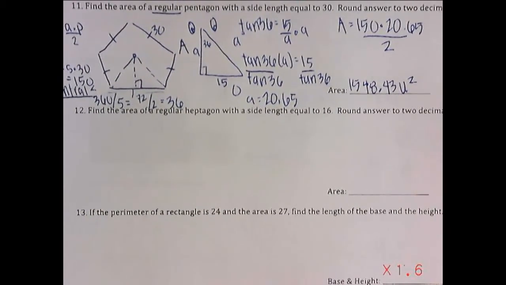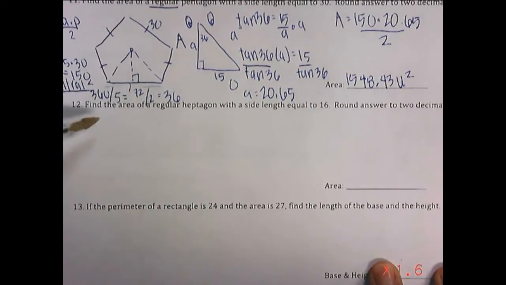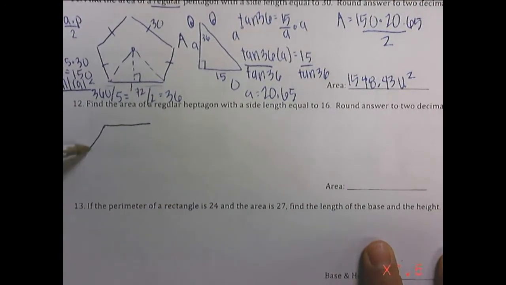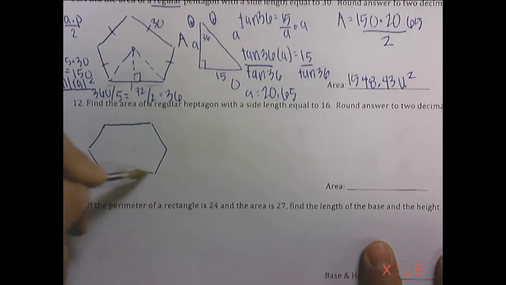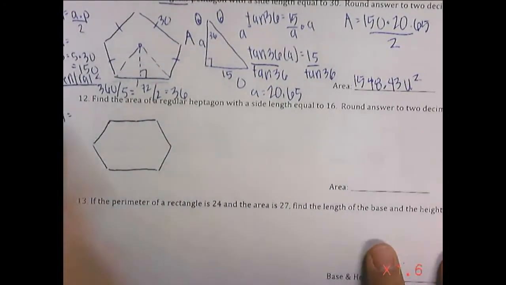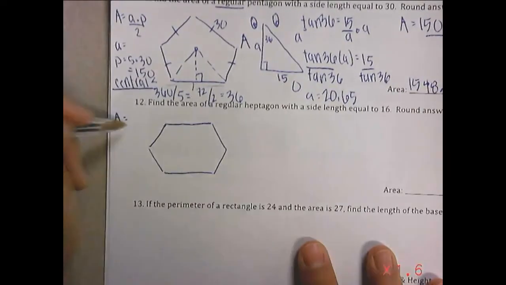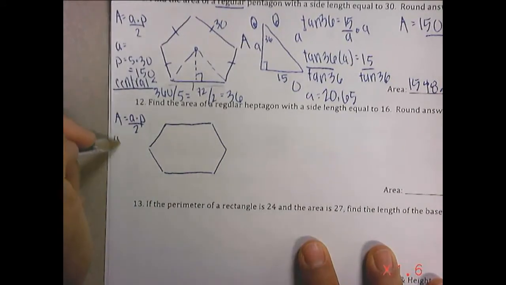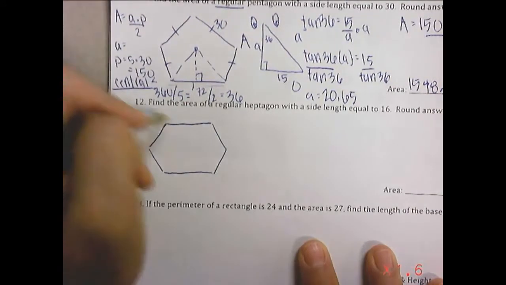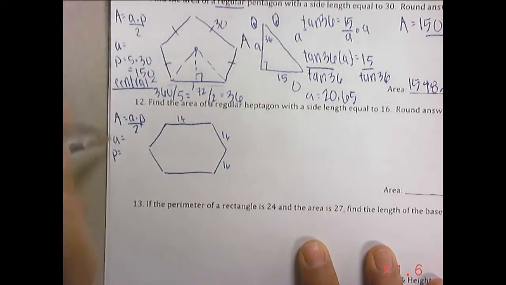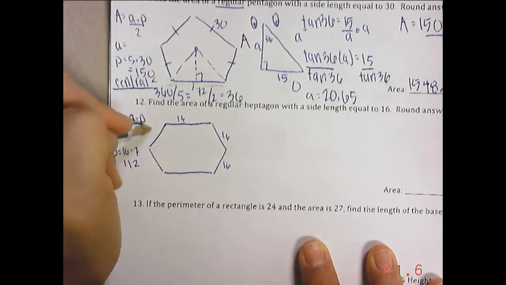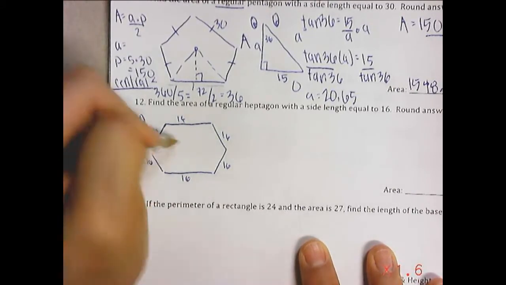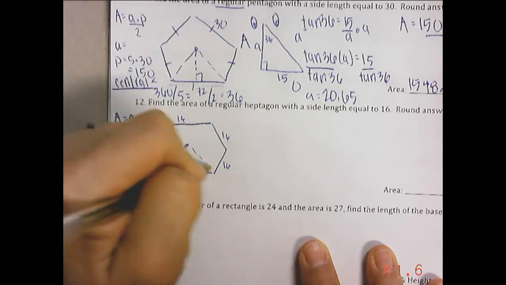Okay, and then find the area of a regular heptagon. So bear with me as I attempt to draw a heptagon. All right, well, I know area is equal to my apothem times my perimeter divided by 2. My apothem I need to find. My perimeter, I know each side length is 16. So I'm going to do 16 times 7, and my perimeter is going to be 112.